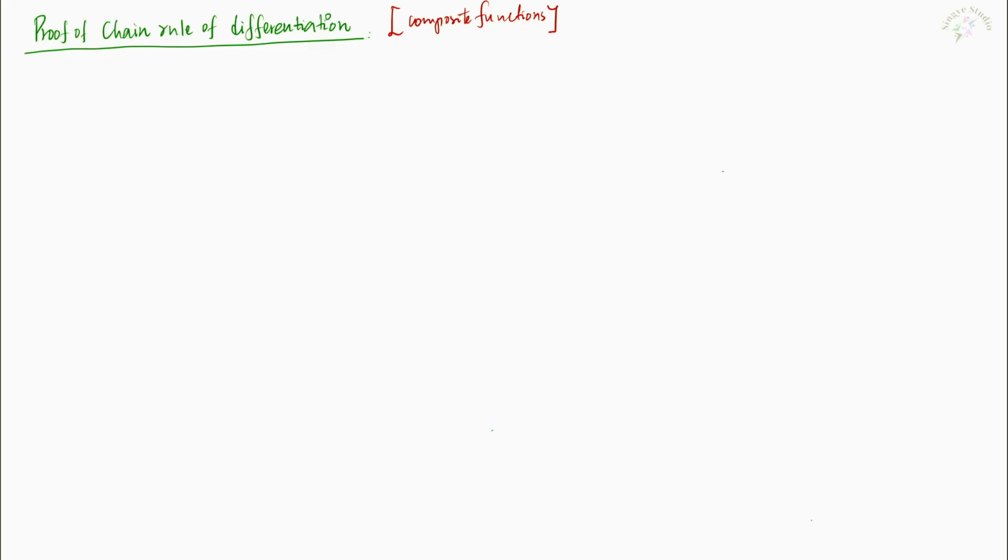Hey guys, welcome back. In this video, I want to provide proof for the chain rule of differentiation that I learned a long time ago. This chain rule is very handy while differentiating functions because a function can be written as a composite function, and composite functions are those where we can write one function inside another function.